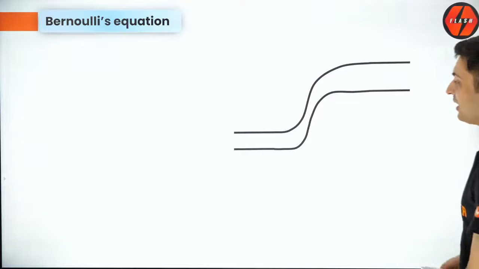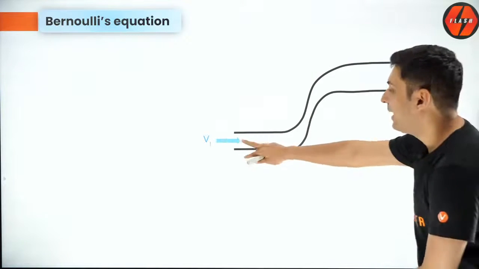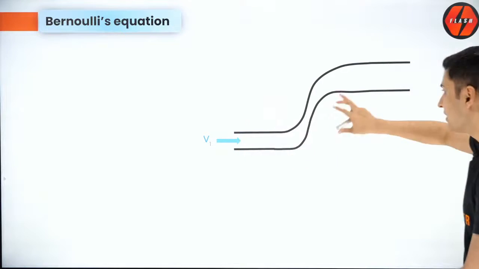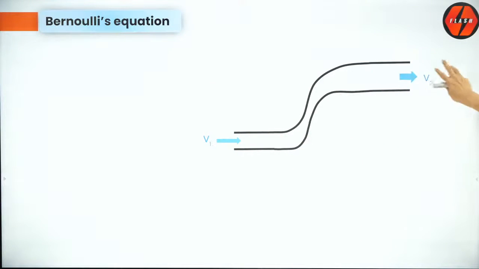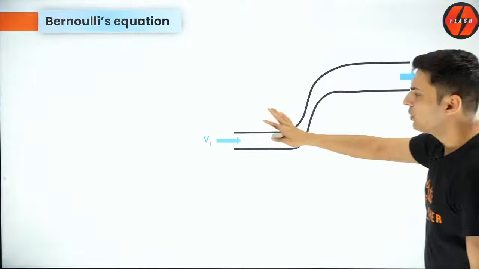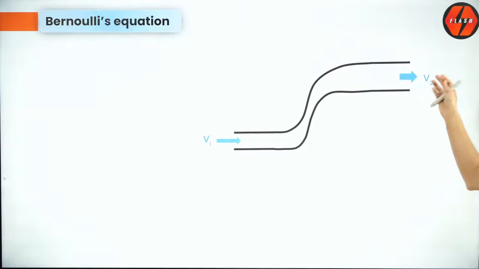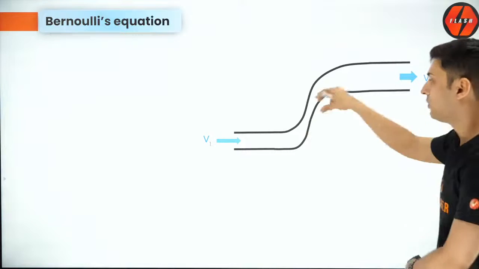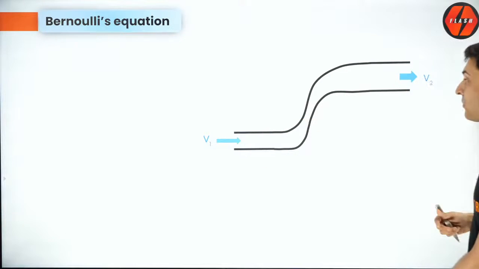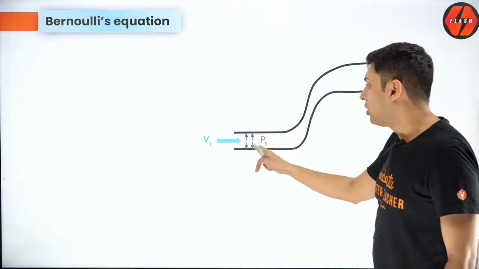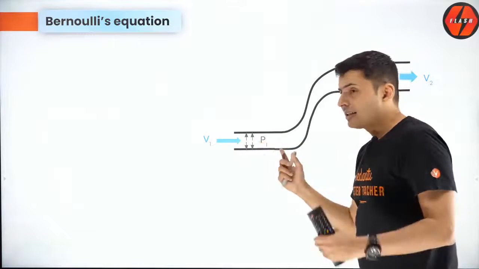I'll tell you what all you will need. First thing you will need is the velocity at one end, V1. Then you will need the velocity on the other side, V2. You can assume them if they are not given. They might not be equal, remember, because the area of cross sections may not be the same.